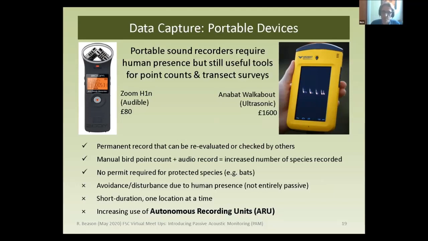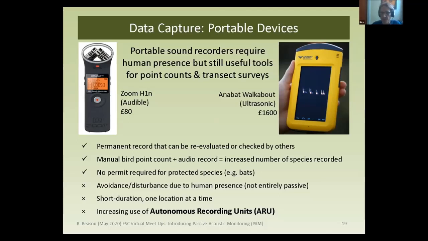It's useful if you're doing bird point counts a lot to take one of these, and as well as counting, just take an audio record. Because you're trying to focus on one bird and you might miss another that's singing in the background, or you might hear one that you can't identify. And it's pretty much been shown that you can increase the number of species that you detect if you do a manual point count in combination with an audio record. And for species such as bats, you don't need a permit because they're a protected species.